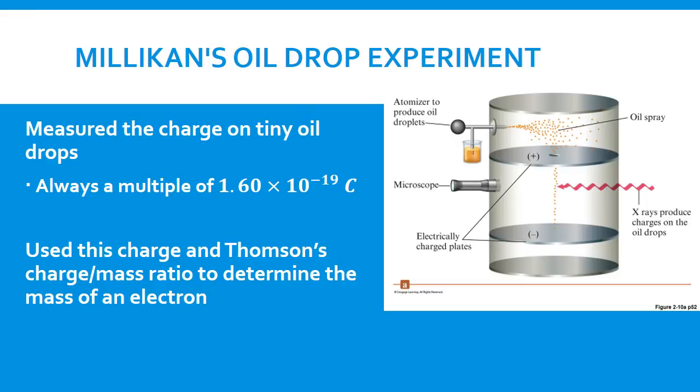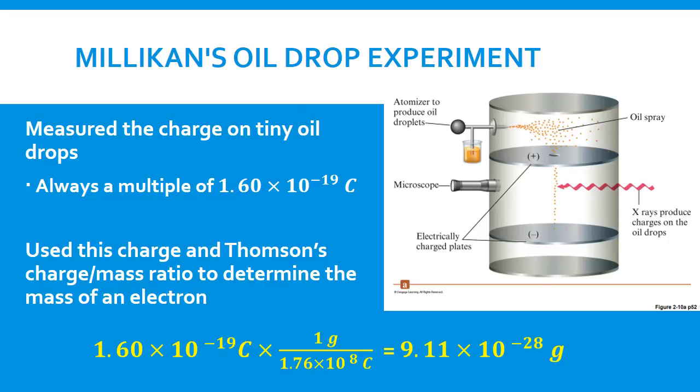Using this charge that he determined, and Thomson's charge to mass ratio, he determined the mass of an electron. And this shows us how he went ahead to determine the mass of an electron. So he took his charge and divided it by Thomson's charge to mass ratio to get the mass of an electron.